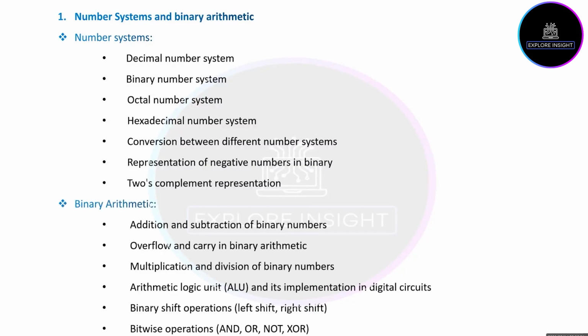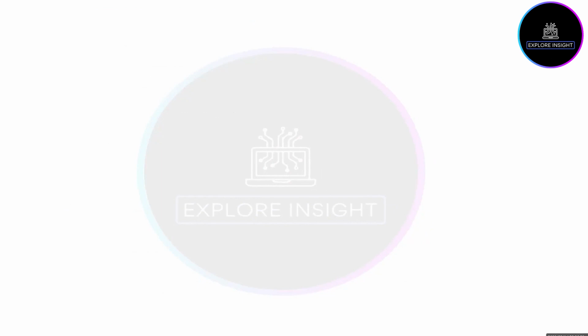Now, talking about binary arithmetic, we'll further look at the addition and subtraction of binary numbers, overflow and carry in binary arithmetic, multiplication and division of binary numbers, the arithmetic logic unit and its implementation in digital circuits. We'll also consider the binary shift operation and the bitwise operation. Now, kindly note that the ability to perform arithmetic operations and represent numbers accurately is crucial in digital electronics and computer systems. Understanding basic arithmetic and number representation is also important in the design of digital circuits, algorithms, and communication systems. So let's go to the next one.